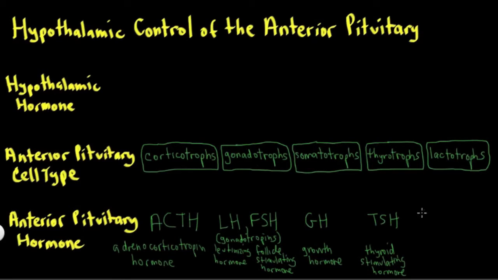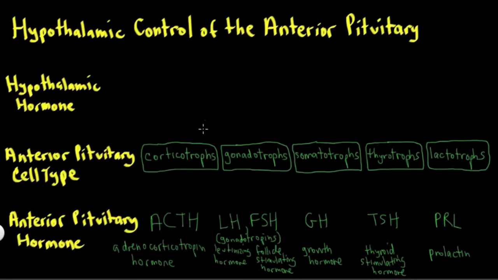Lactotrophs, the final cell type, release a hormone called prolactin, abbreviate that PRL, and prolactin has effects on breast tissue to stimulate milk production. So these are all the anterior pituitary hormones, with note that the gonadotrophs release 2 hormones, while all the other ones release 1. Now let's talk about the control of these hormones through the hypothalamic hormones.